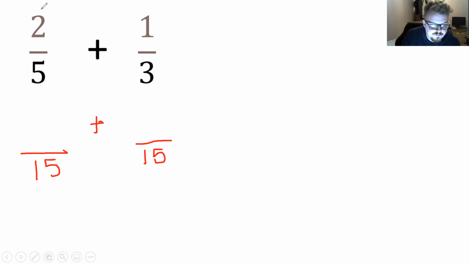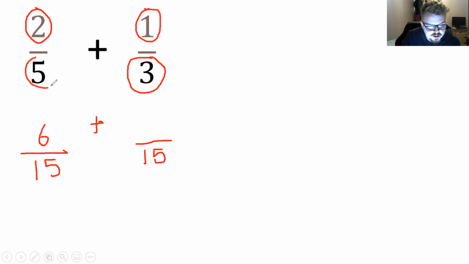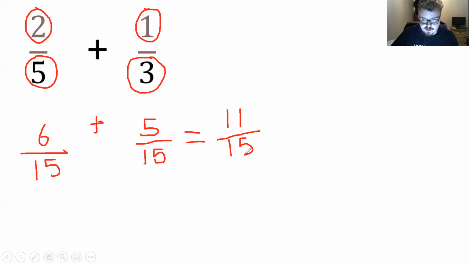And once again, for the first numerator, I multiply the first numerator by the second denominator, so 2 times 3, which gives me 6. And then to find the second numerator, I multiply the second numerator by the first denominator, so 1 multiplied by 5, which gives me 5. Then all I have to do is add the numerators together. So 6 plus 5 equals 11. Both denominators stay the same. We don't add them together, they stay the same. So that's 15. The answer to this question is 11/15, so 11 over 15.